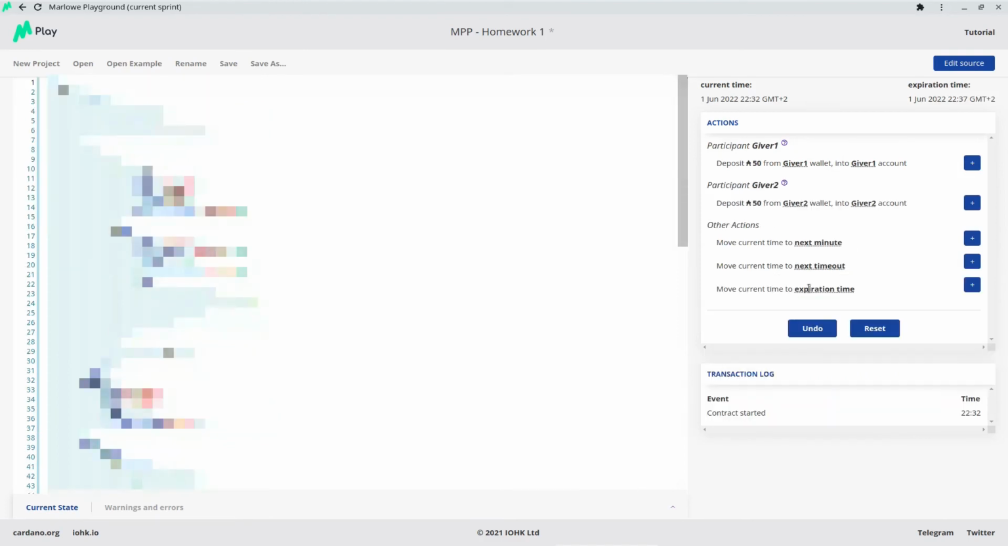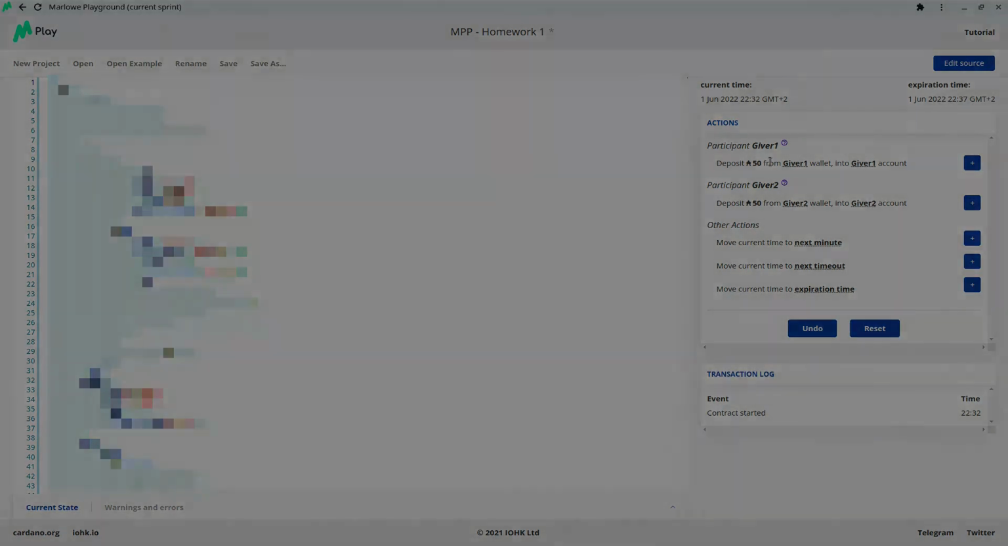If you feel this is too difficult, to give this option for both of the participants to make the first deposit, you can also do a simpler case where giver one must make a deposit first and then giver two must make the deposit next. But in that case, you would need two deadlines, one for giver one and one for giver two.